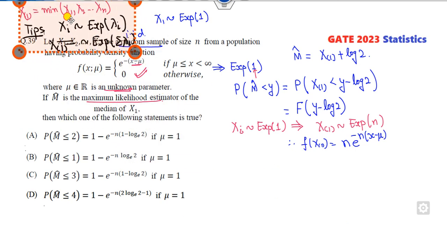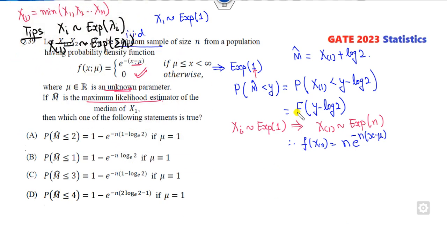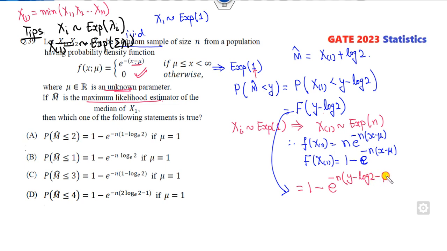Now you can solve this. It's very simple. The rest of the part is over. You can substitute this value. What is the CDF of the exponential distribution? It is 1 minus e raised to the power minus n times this. So I can write this as 1 minus e to the power minus n times, y minus log of 2 minus mu.